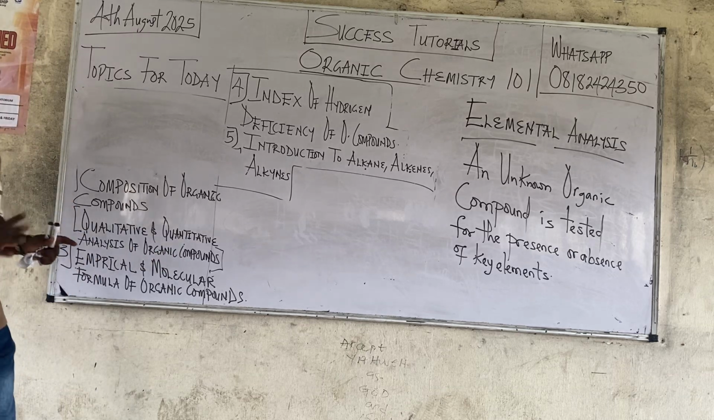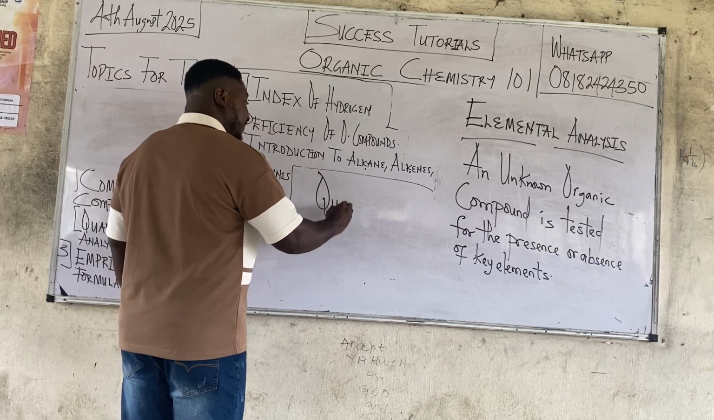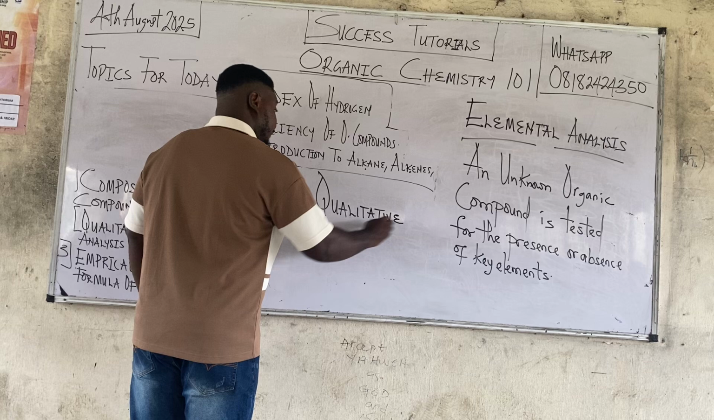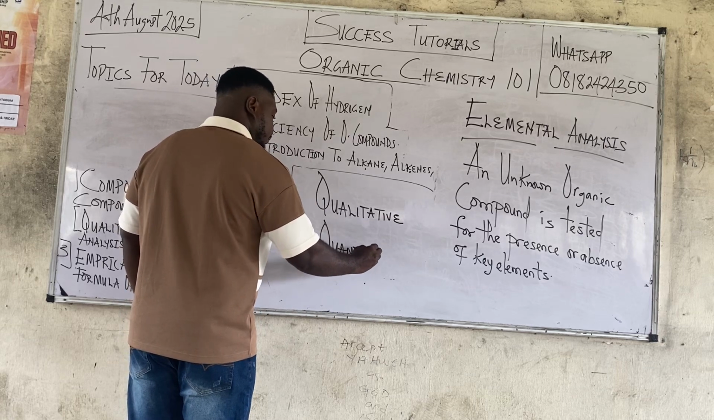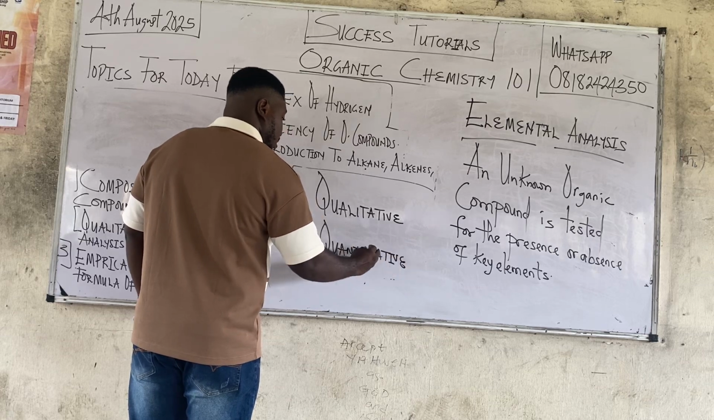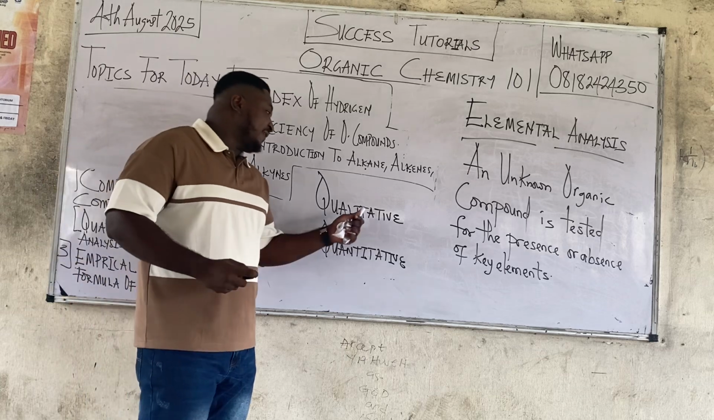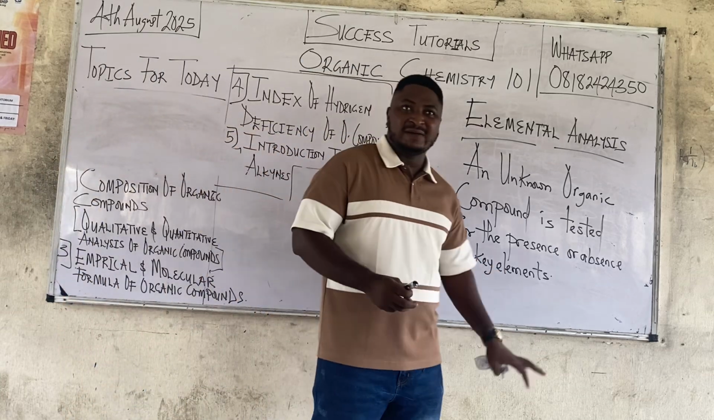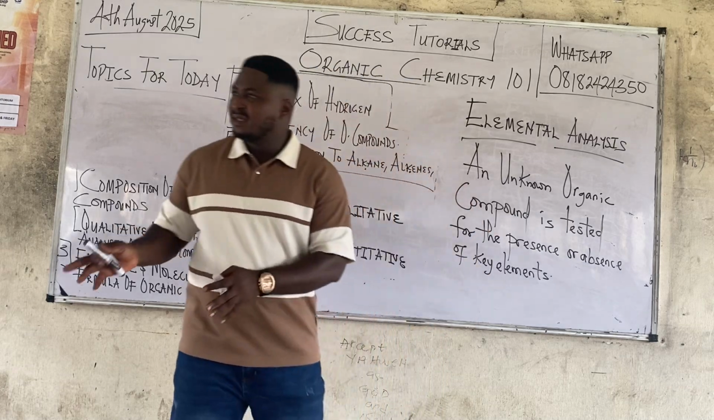So there are two types of tests of organic compound. We have qualitative and quantitative. So class, in qualitative analysis, we are checking for the presence or absence of an element in an organic compound. So is it, are you there or you're not there?